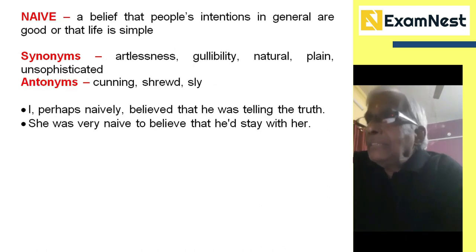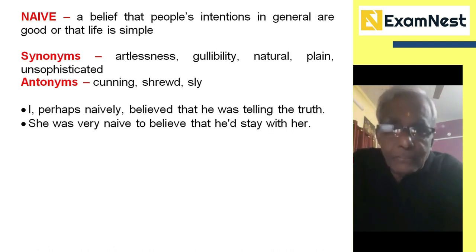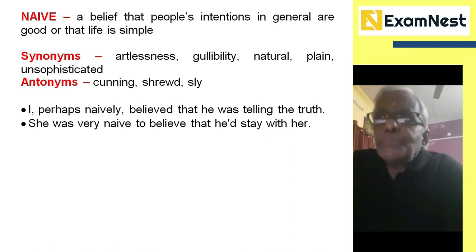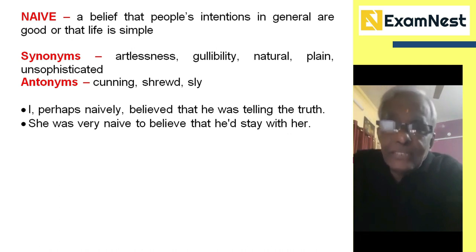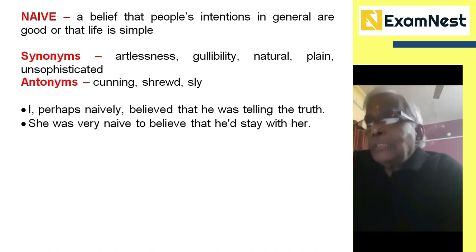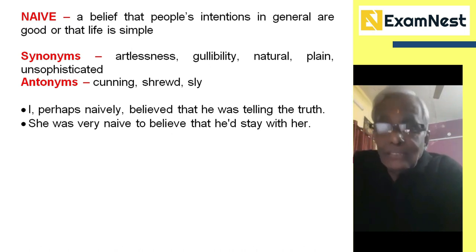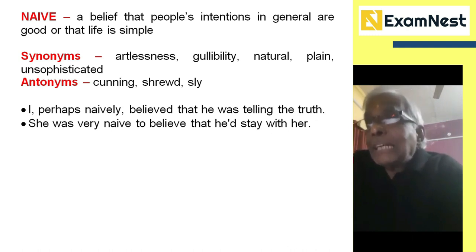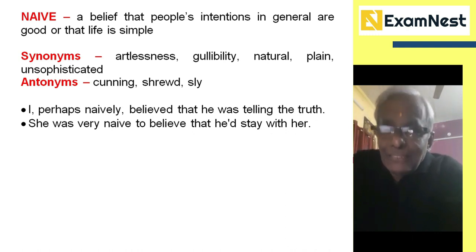Naive, N-A-I-V-E. Naive means being innocent, a belief that people's intentions in general are good or that life is simple. That is being innocent, unsuspecting, artless, gullible, plain, natural, unsophisticated. That is naive. You say that she had a naive expression on her face. That is an innocent, artless, gullible expression. The antonym would be cunning, shrewd, sly, clever.